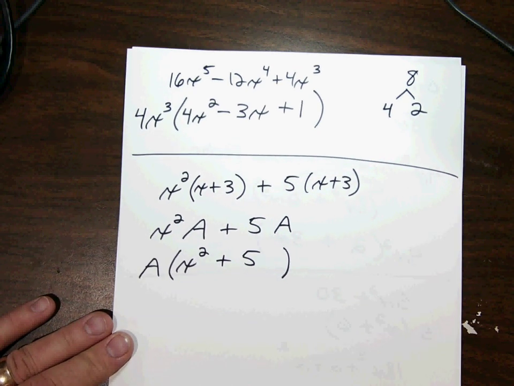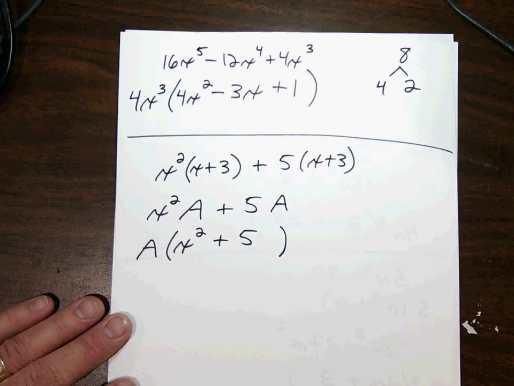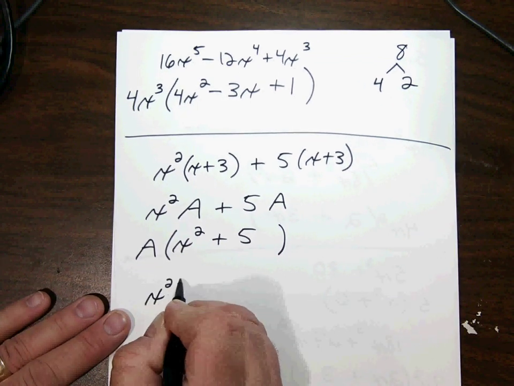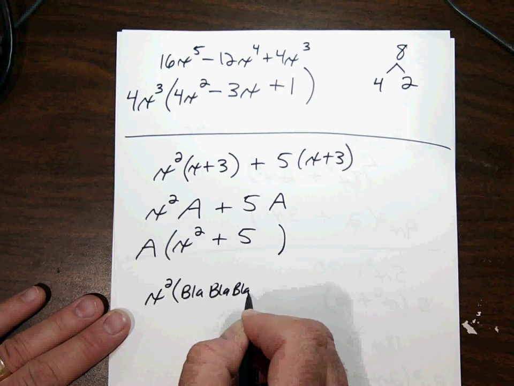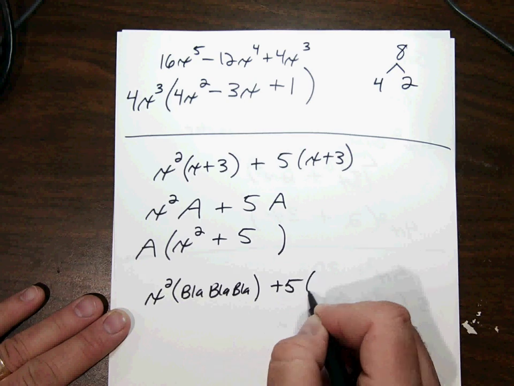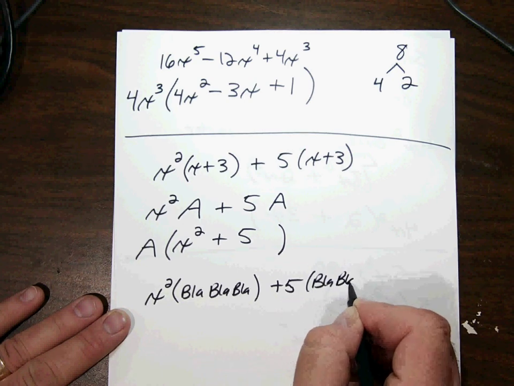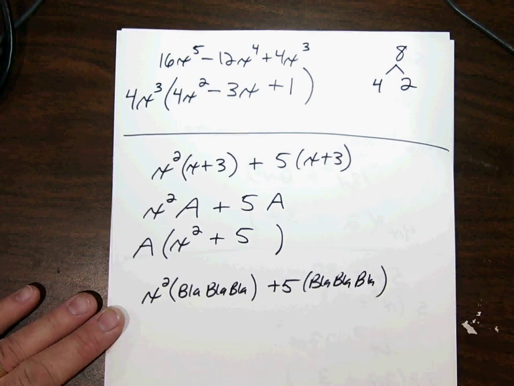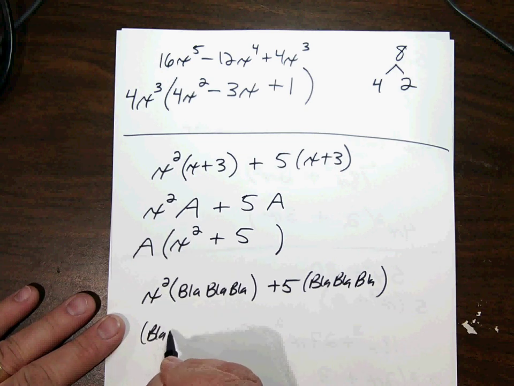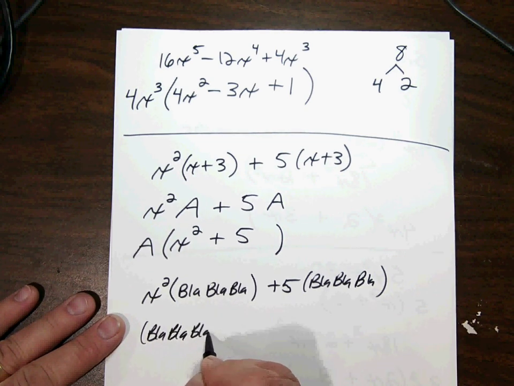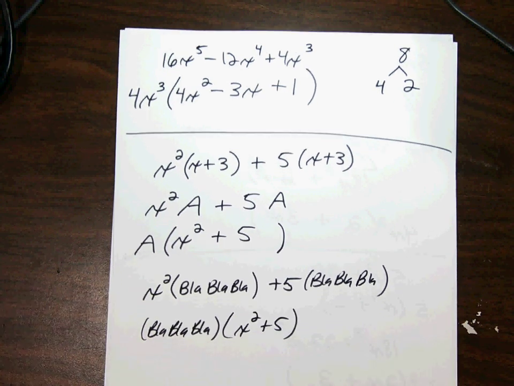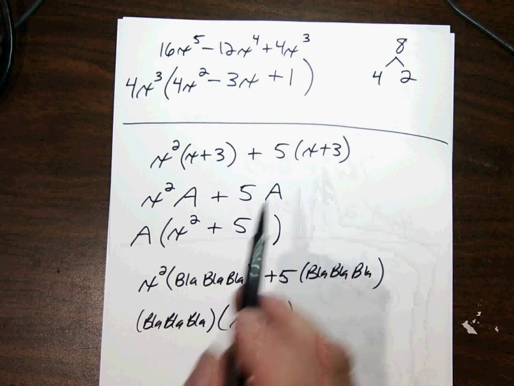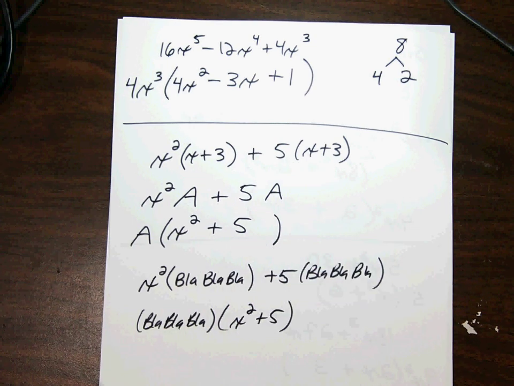Okay? That a can be anything. I could have x squared times, blah, blah, blah, plus 5 times that same blah, blah, blah. Okay? My blah, blah, blah is common. Out it goes. What's left? X squared plus 5. Okay, so sometimes my greatest common factor is a polynomial. It doesn't have to be a monomial. Okay, we can still factor it out.